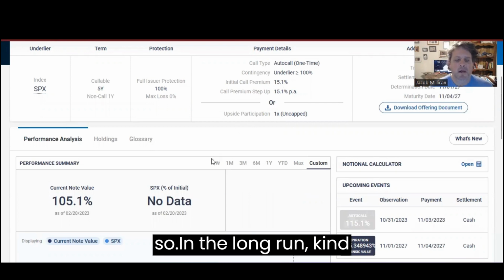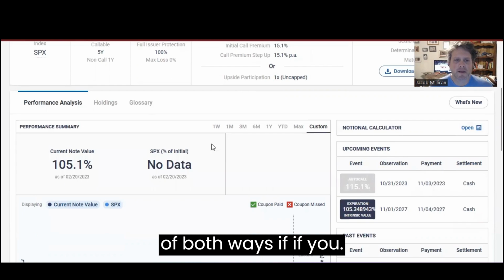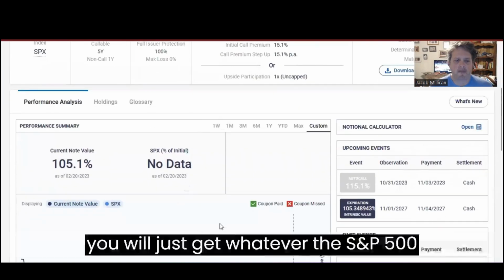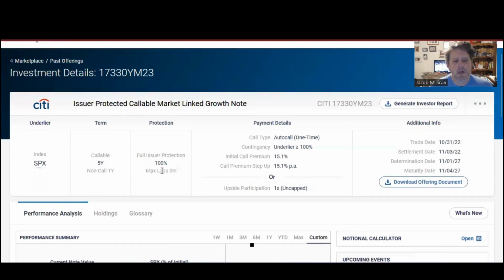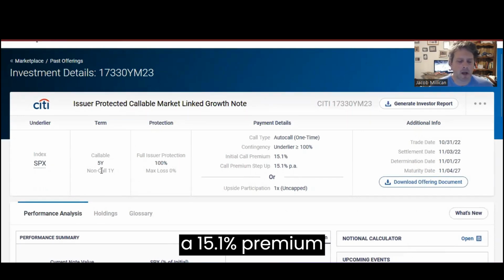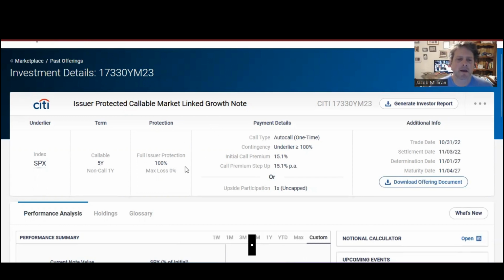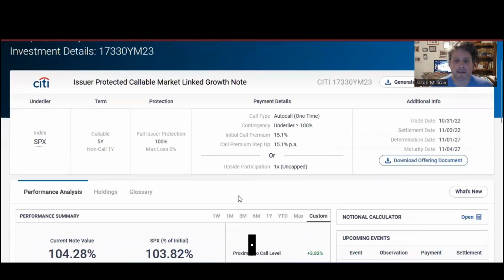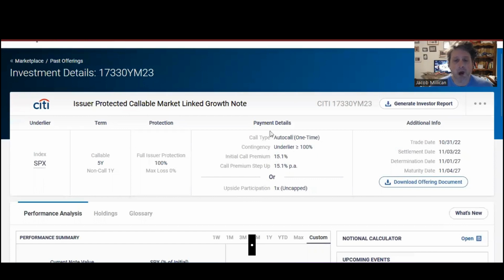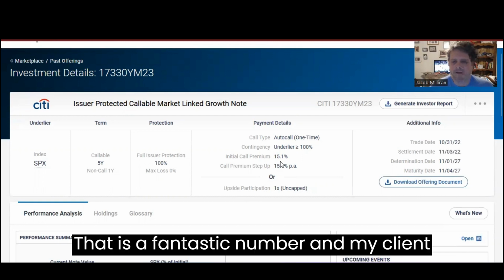So in the long run, it works both ways. If the S&P 500 is down at 1 year, then you go to the full 5 years. Again, you can't lose anything, and you will just get whatever the S&P 500 is 5 years from now. So you don't lose anything on the downside, and the whole time you are protected. If in 1 year the S&P 500 is up, they will automatically call the note, and for lending them that money, essentially you will get a 15.1% premium. Now, that is a fantastic number.